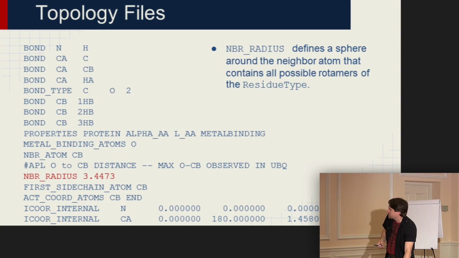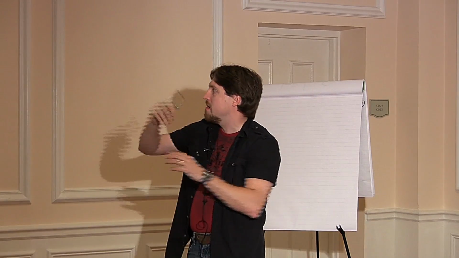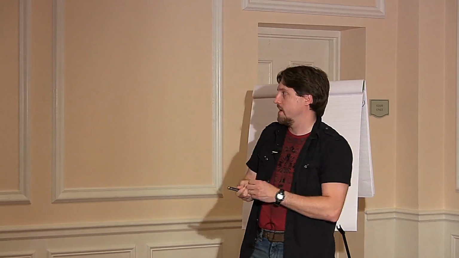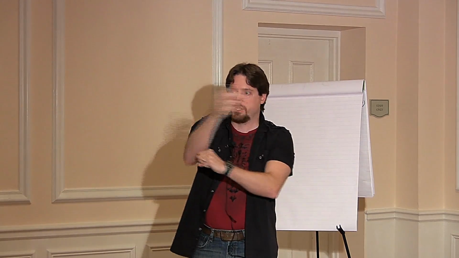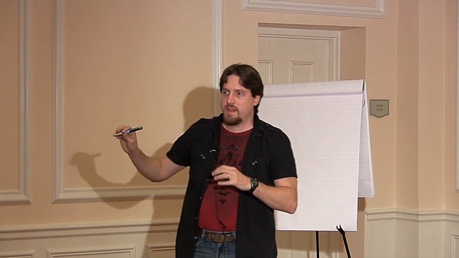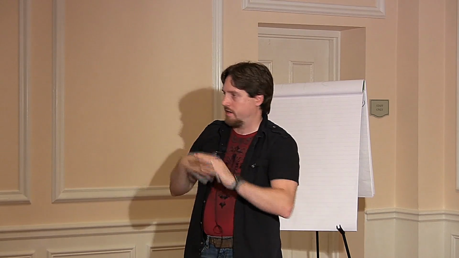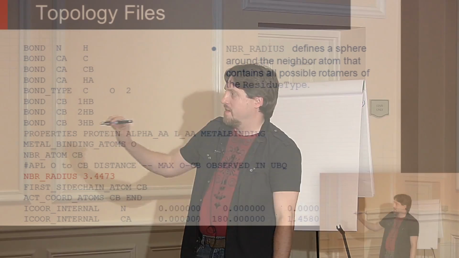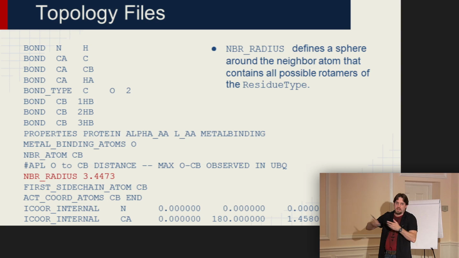And then the neighbor radius is the distance that encompasses all of the possible rotamers of your particular residue type. That way, when you pack, all the positions of that side chain need to remain in a sphere that extends out that radius from that atom. And what that allows you to do is that way your scoring works out okay. If it's beyond that radius, you say, it's not touching my residue.